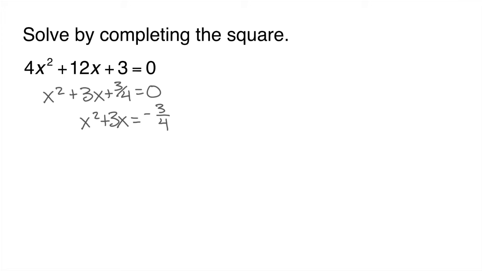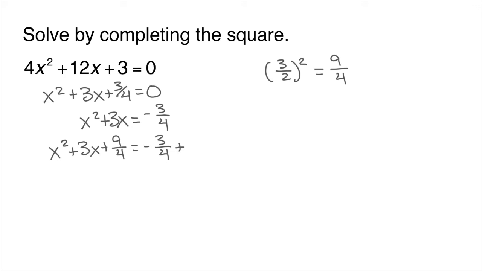We want to add the square of half of the coefficient of x. Our coefficient on x is 3, so we want to add 3/2 squared to both sides of the equation. 3/2 squared is equal to 9/4. Adding 9/4 to both sides, we have x squared plus 3x plus 9/4 is equal to negative 3/4 plus 9/4.